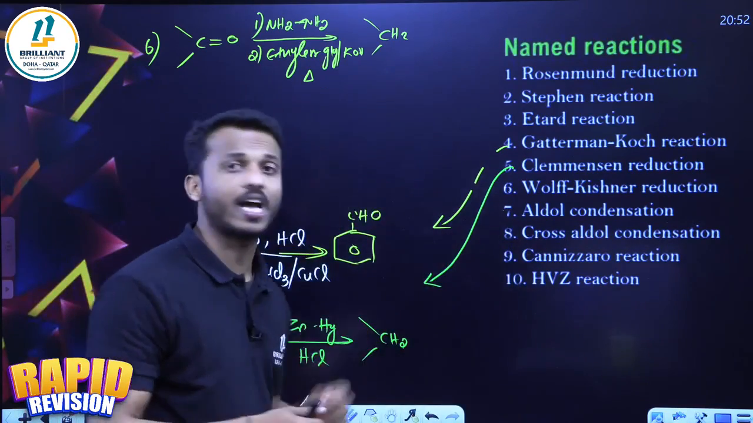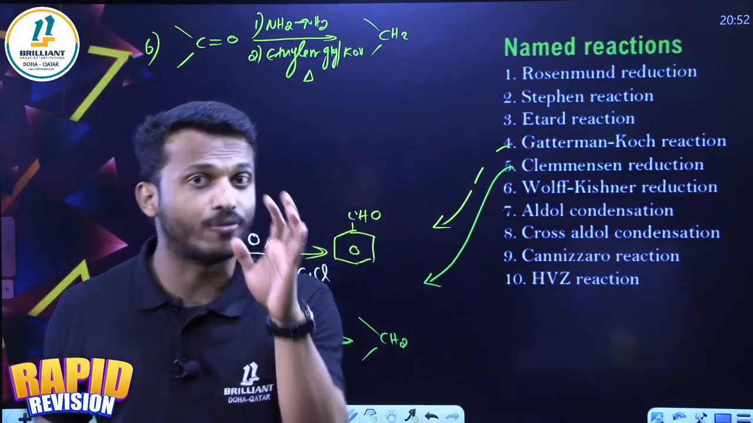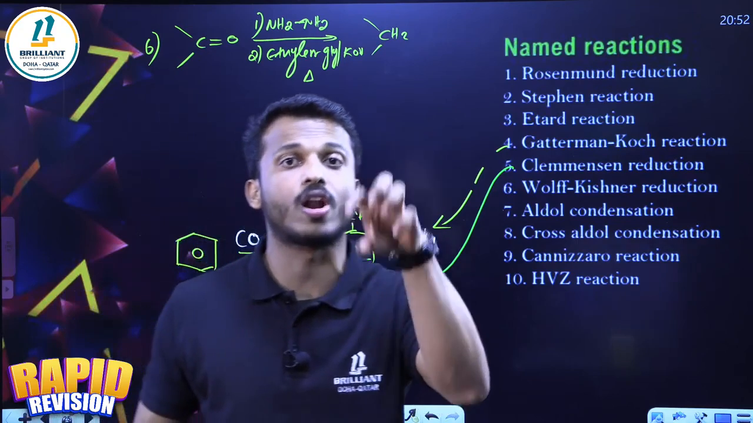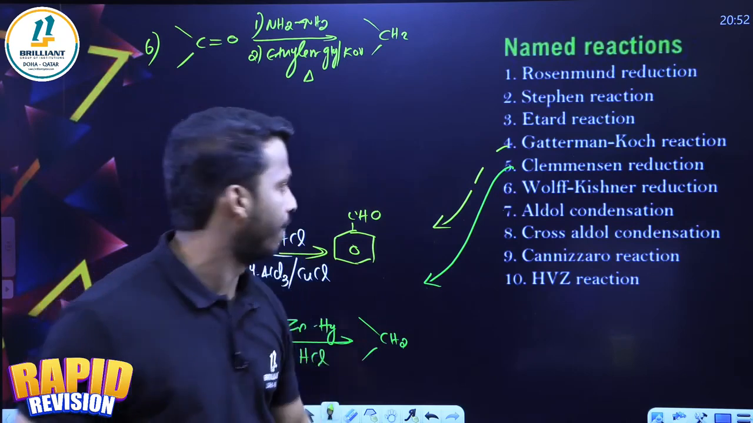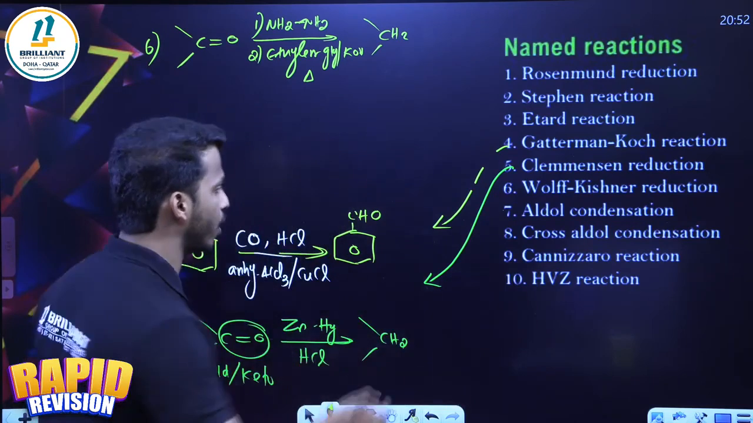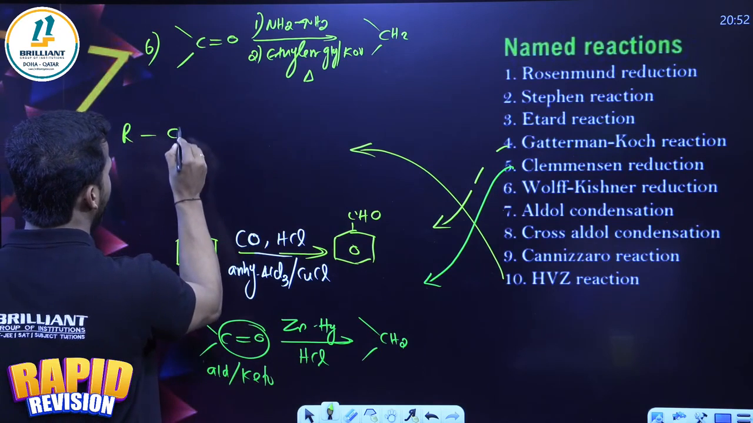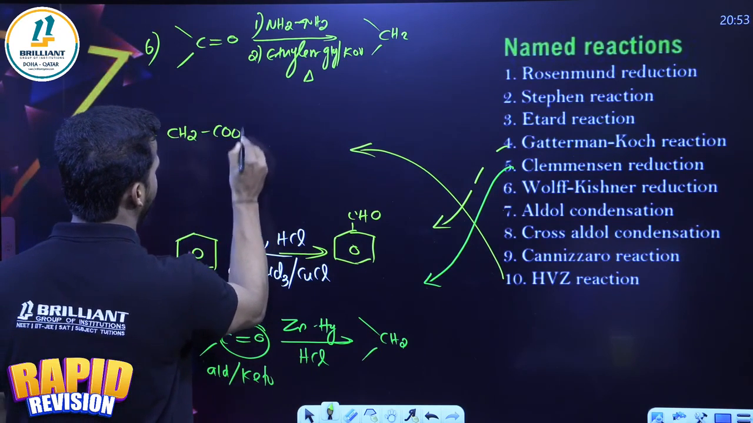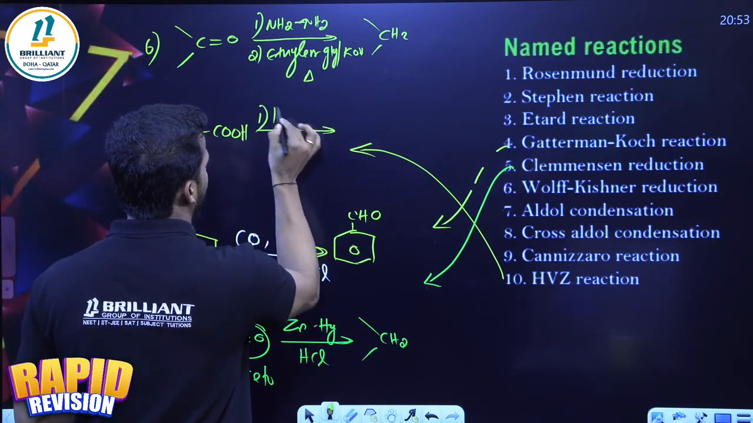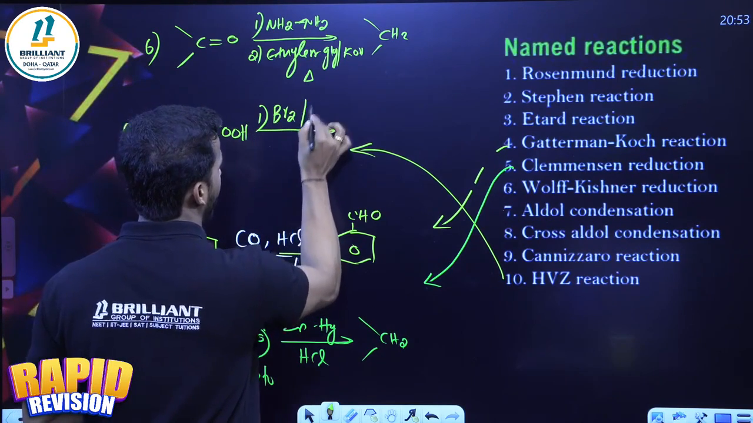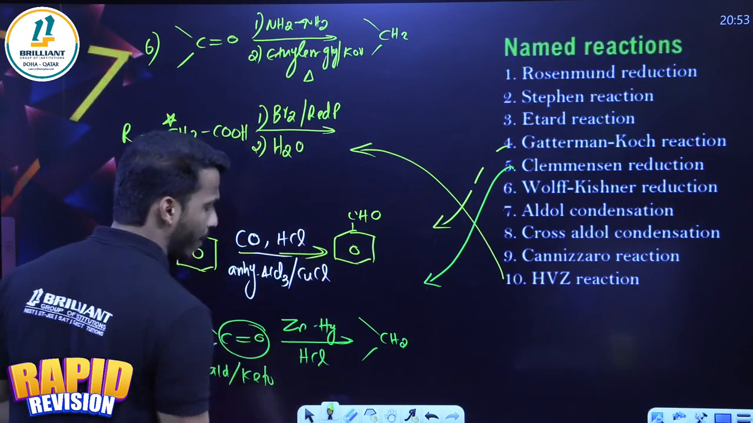And what is the Cannizzaro reaction? During the Cannizzaro reaction, the aldehyde should not contain alpha hydrogen, and it happens in the presence of what? Concentrated base. You know, you will get an alcohol and the sodium salt of an acid. What is the HVZ reaction, dear all? The 10th one, HVZ reaction. In the HVZ reaction, let me consider one carboxylic acid which contains alpha hydrogen. When this is treated with a halogen, for example bromine in the presence of red phosphorus. Secondly, we treat with water. What happened here?